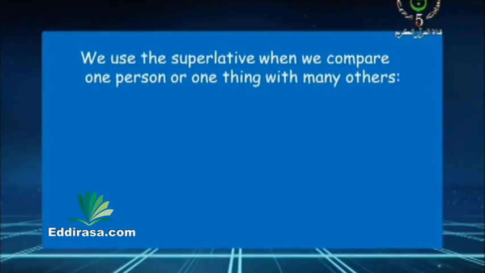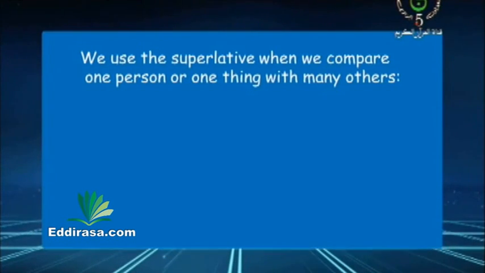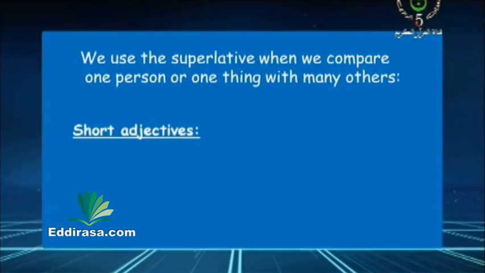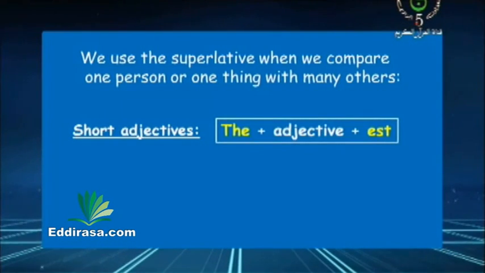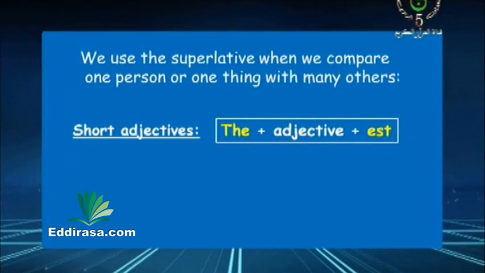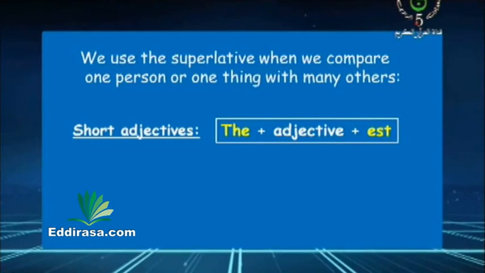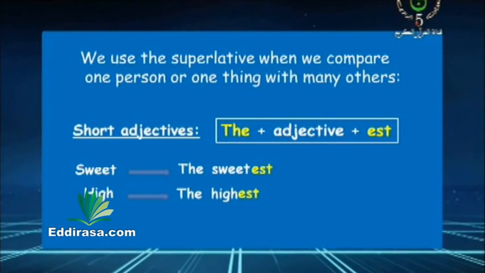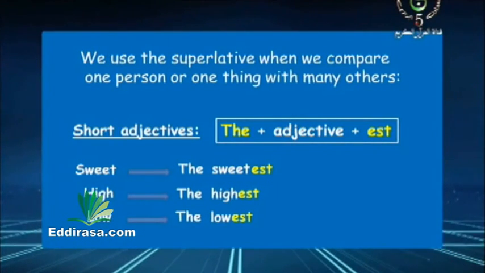Okay, so you've noticed that it is different from a long adjective to a short adjective when we put it in the superlative form. We use the superlative when we compare one person or one thing with many others. It's not like in the comparative when we compare just two things or two people. So with a short adjective in the superlative form, you have the determiner, plus the adjective, plus est. It's important. Don't forget the before the adjective. So let's see the following examples. Sweet, the sweetest. High, the highest. Low, the lowest. You see, est by the end.